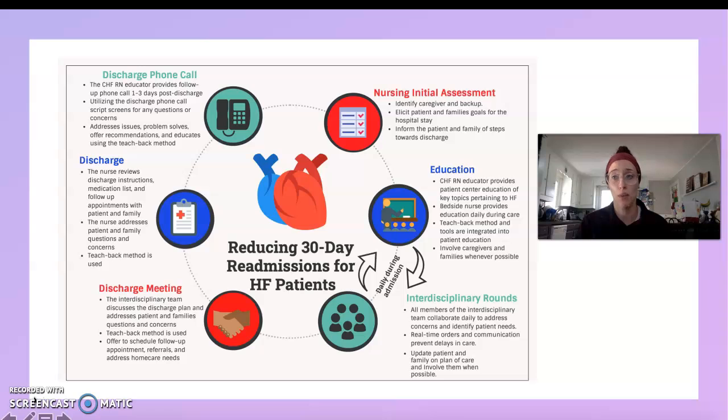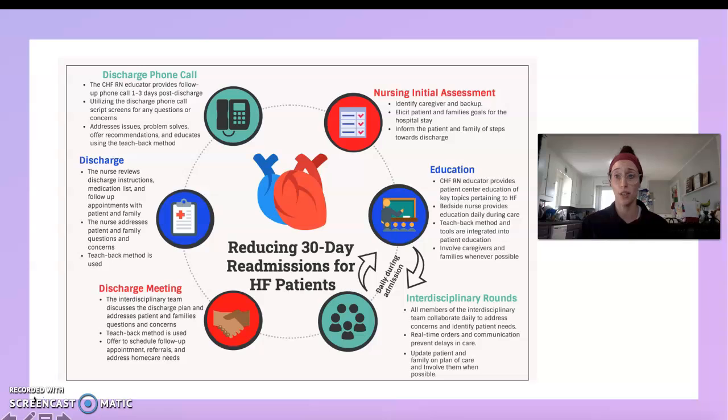Again, the teach back method will be used here to educate as well as reinforce any education or any topics that arise during this meeting. And at this time, too, the provider or any of the members of the interdisciplinary team can make recommendations, offer to schedule follow-up appointments, referrals, and social work will be there to discuss any home care needs.